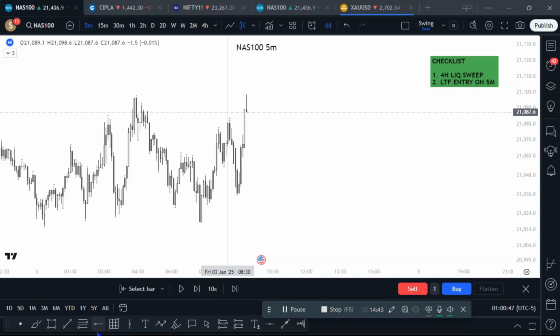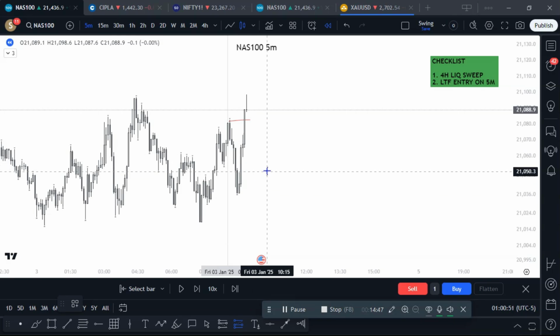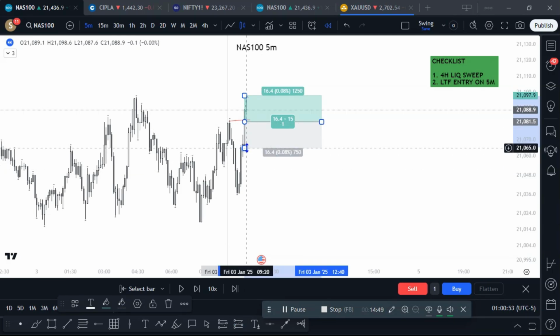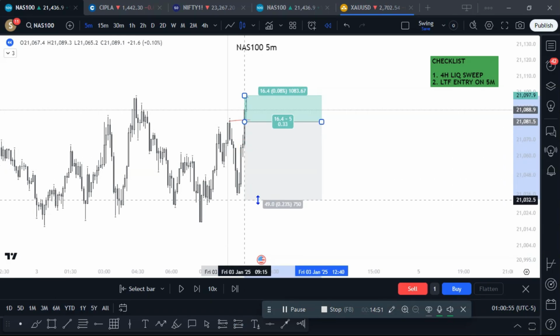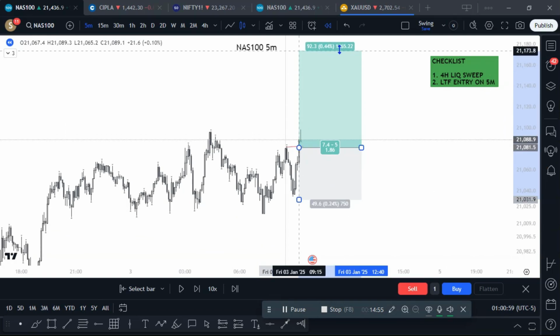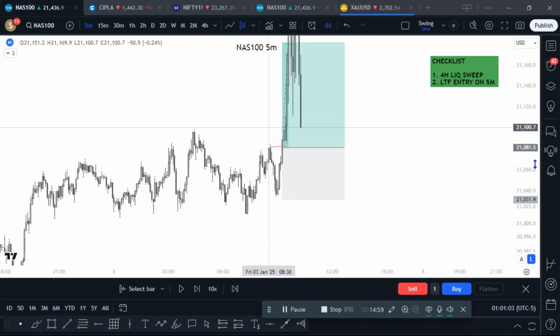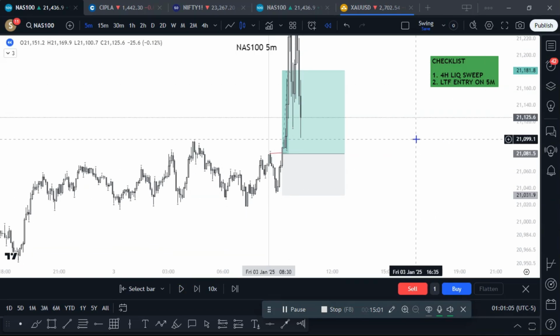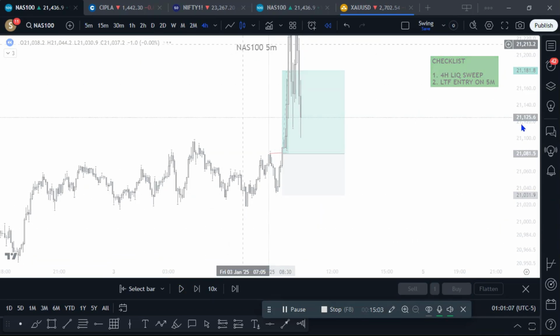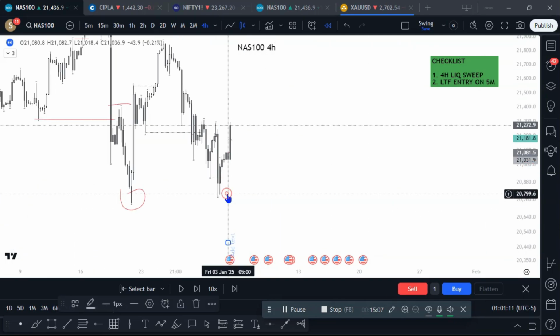Now let's jump to the 5-minute chart. What we need is displacement. Here we go, the displacement with FVG. You will set your entry here, you will set your stop below, you will target simply 2R, pure mechanical strategy. Boom, TP hit. All right, let me show you one more example so you get complete clarity.